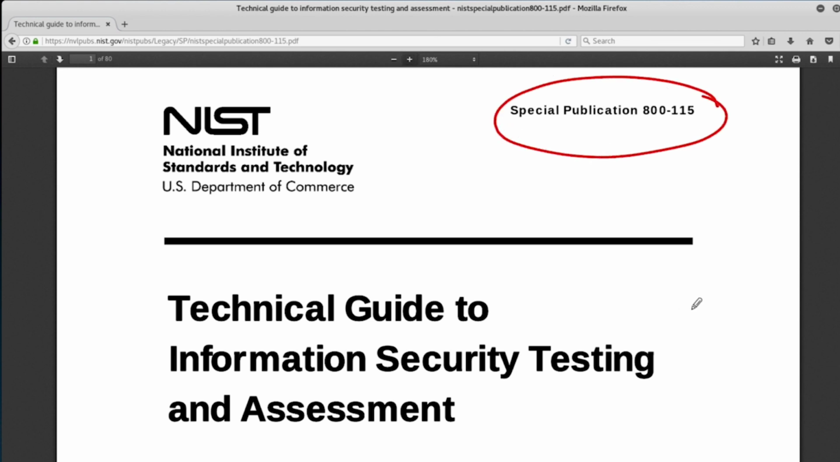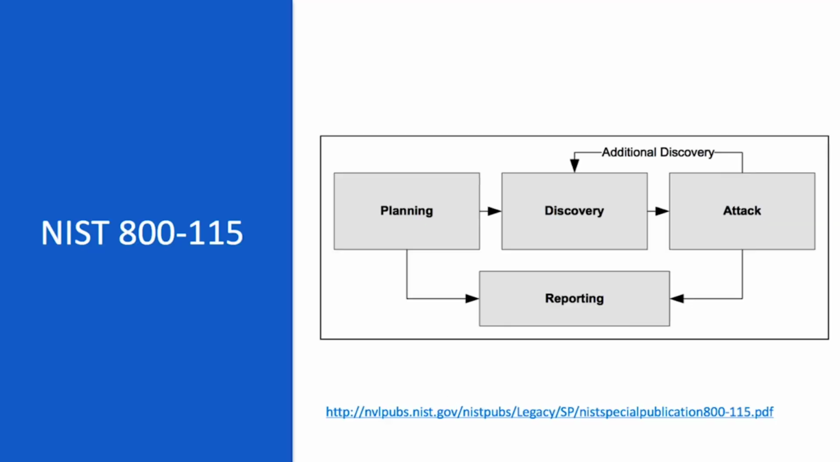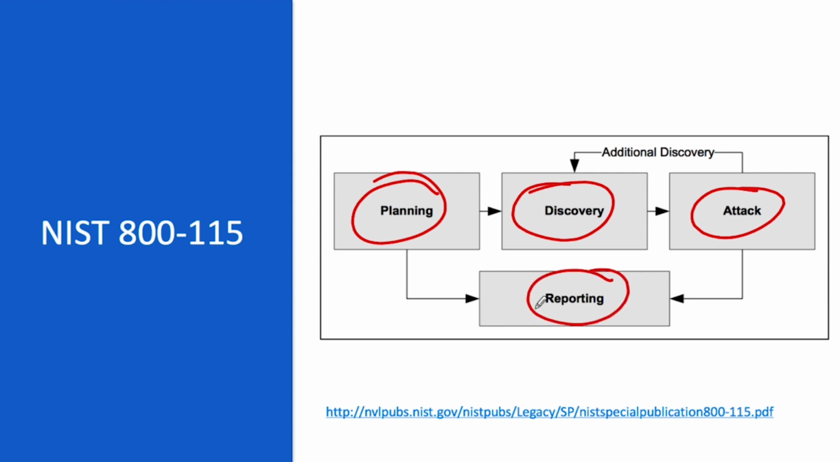800-115. It is pretty similar to the methodology described in the Penetration Testing Execution Standard, but in this case, they have 4 major phases. They basically cover the same as the 7 phases of the pen test standard. Now, the NIST methodology starts with planning, and then discovery, attack, and at the end, reporting. Notice that the planning phase has a direct arrow pointing to the reporting.